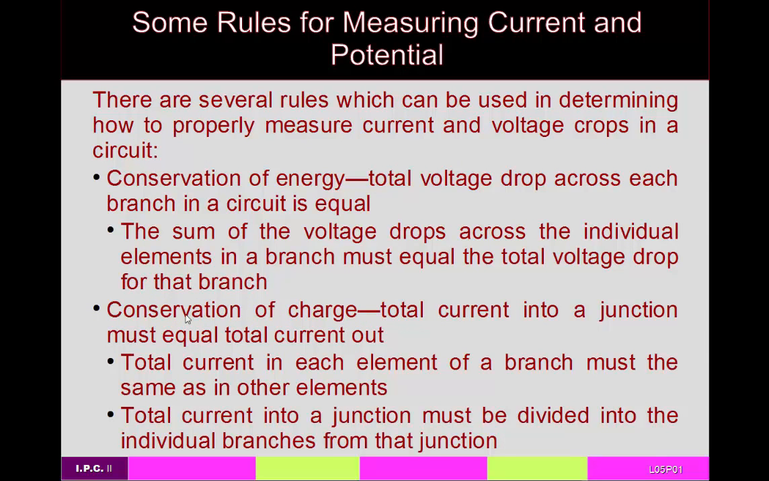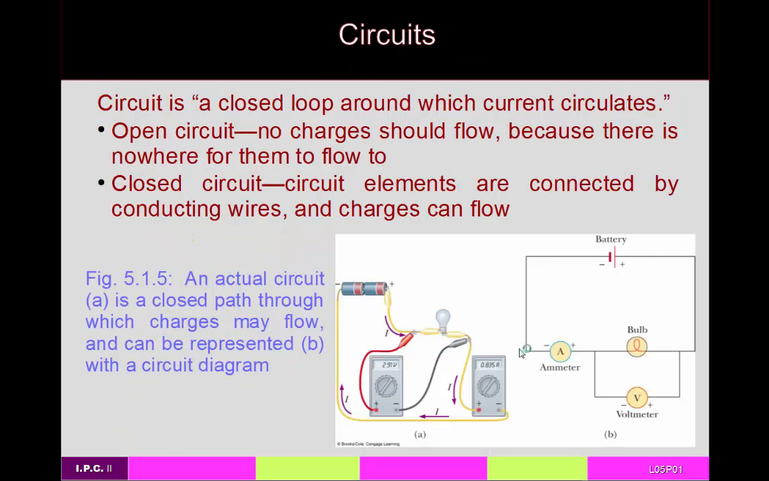Conservation of charge says that the total charge into a junction must equal the total charge out of the junction. So that means that the total current in each element of a branch must be the same as all other elements in that branch, and the total current into a junction must be divided into the individual branches from that junction. So you have current, here's a junction, some current goes this way, some current goes this way. Here's another junction, this current and this current must recombine and then go this way through the ammeter.